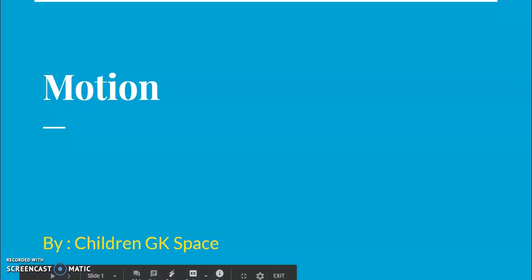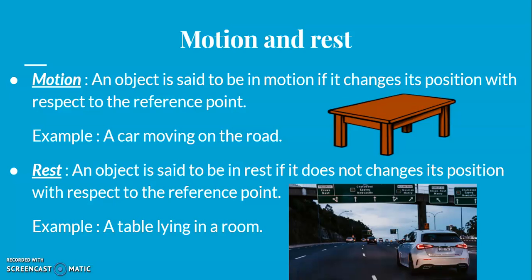Today we are going to discuss motion. So let's start. First, what is motion and rest? Motion: an object is said to be in motion if it changes its position with respect to the reference point. For example, a car moving on the road. Rest: an object is said to be at rest if it doesn't change its position with respect to the reference point. For example, a table lying in a room.